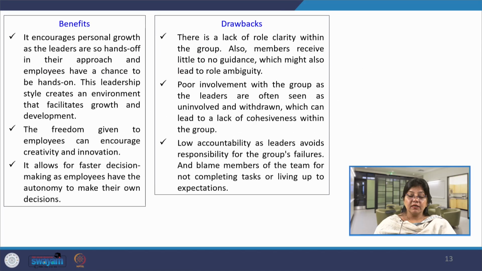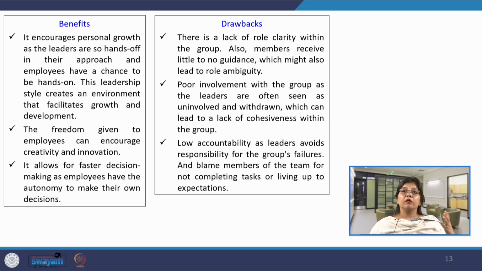So, what are the benefits? It encourages personal growth, as the leaders are so hands off in their approach and employees have a chance to be hands on. This is the most important feature of laissez-faire leadership, that the leaders are hands off and the members are hands on. So, there is complete freedom for the members to take their own decision, execute and reach the goal, and this creates an environment of growth and development, because they face all the failures about the task they have performed and they are more responsible about the results.